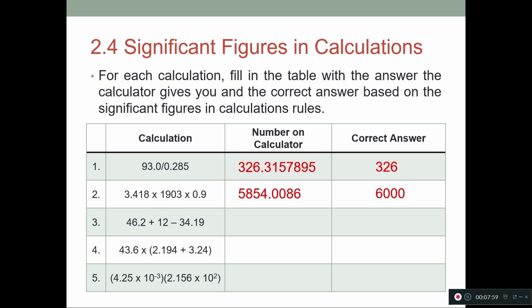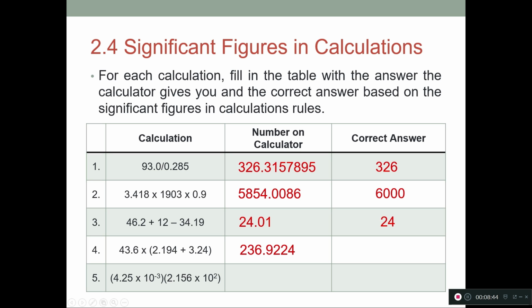The next one, we are looking at 46.2 plus 12 minus 34.19. If we put that in the calculator, we'll get 24.01. Now we want to look at how many decimal places these have, because we are looking at addition and subtraction. The one with the fewest has 0 decimal places, so our answer should have 0 decimal places as well. That means we want to just have this 24 here. The number that comes after the 4 is 0, so the 4 will not change, and our correct answer would be 24.